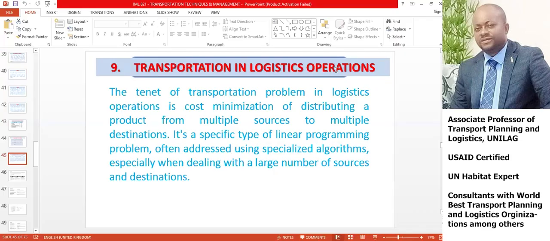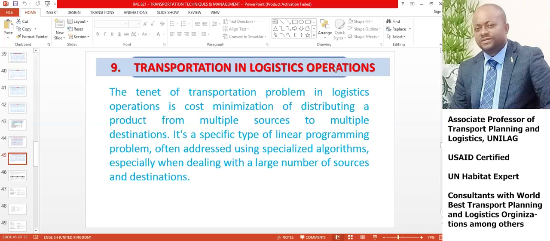Let's quickly go to transportation in logistics operation. There is a difference between transportation and transportation in logistics operation. Now, we call it the transportation problem in logistics operation, okay? And it is all about cost minimization. This topic will expose us to how we will minimize the cost of distributing products from multiple sources to multiple destinations.